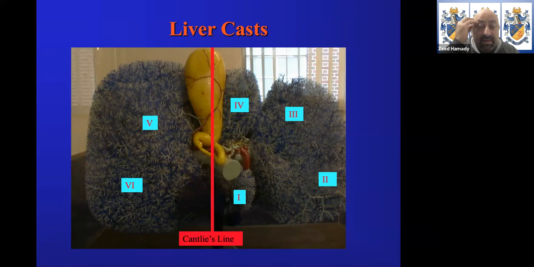So this is the Cantlie's line, which is the imaginary line that runs between the gallbladder and the vena cava. And it is the imaginary line that will be equivalent to the middle hepatic vein as well.